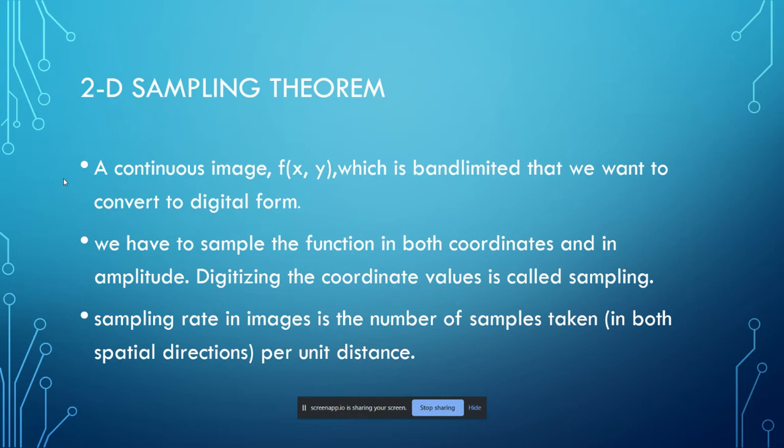In what way we take those samples is what matters here. We already know that the sampling rate in images is the number of samples taken in both spatial directions, x and y, per unit distance. So that is the sampling rate in images. This sampling rate we are going to select greater than twice the maximum frequencies of u and v, the maximum frequencies of both directions, x and y.